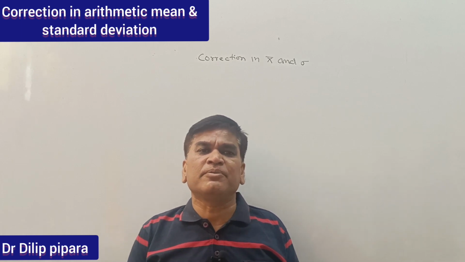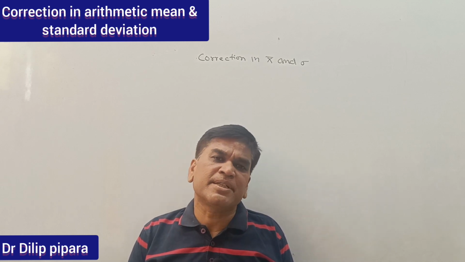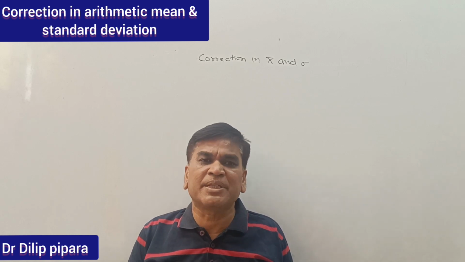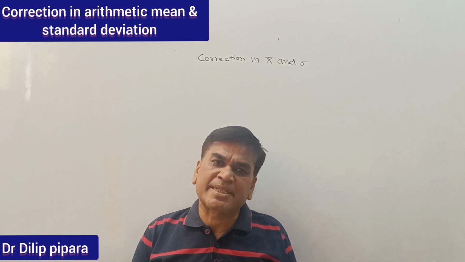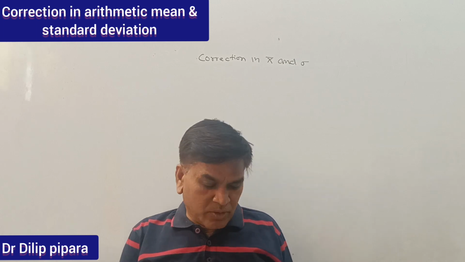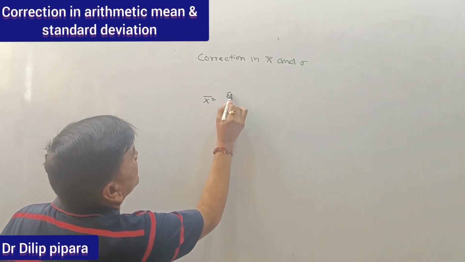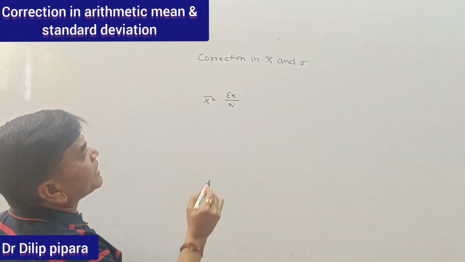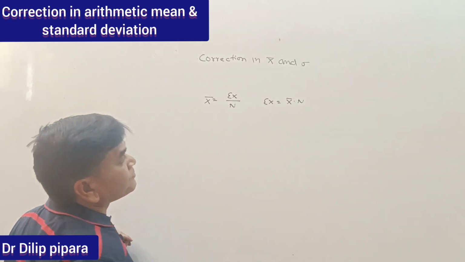So, in today's video we will learn how to correct the standard deviation and the arithmetic mean if something went wrong during the calculation. The very first thing we should discuss is how we will correct this. Our x bar is sigma x upon n. So, for calculating sigma x, we have to calculate x bar multiplied by n.